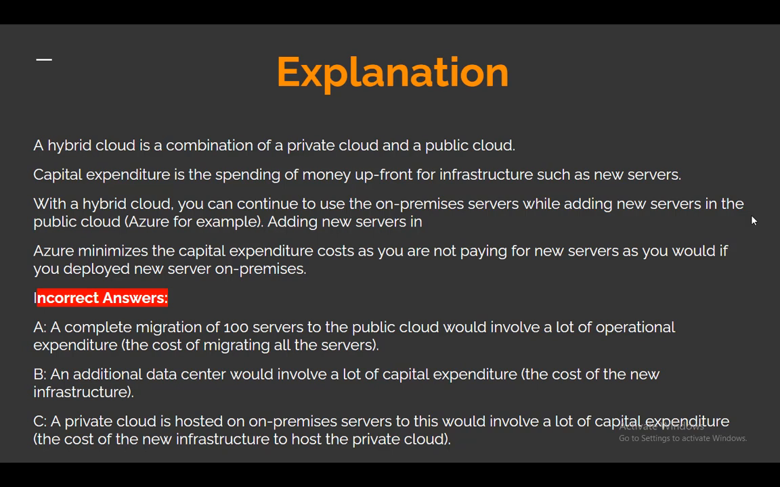Incorrect answers? Option A. A complete migration of 100 servers to the public cloud would involve a lot of operational expenditure, the cost of migrating all the servers. Option B. An additional data center would involve a lot of capital expenditure, the cost of the new infrastructure. Option C. A private cloud is hosted on on-premises servers, so this would involve a lot of capital expenditure, the cost of the new infrastructure to host the private cloud.